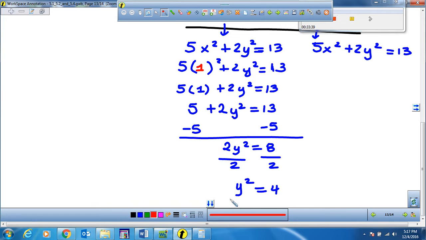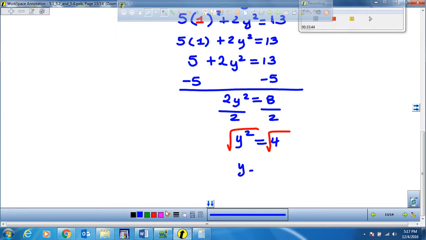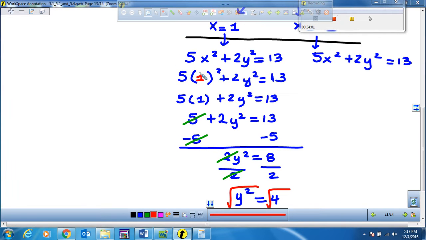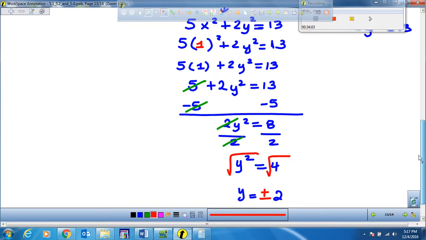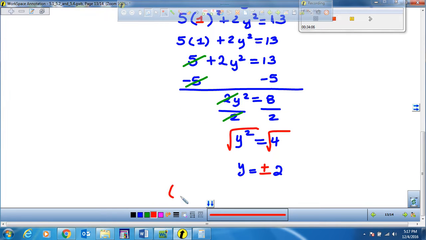Then we're going to do the square root on both sides. So you're going to end up again with two values for the y, plus or minus 2, because the square root of 4 is 2, but because of the square root, you're going to have to do plus or minus. So let's backtrack what we did. We substituted a single x value into the x, and we obtained two y values. That means that you have, just with this substitution, this point, 1, 2, and also this point, 1, negative 2.